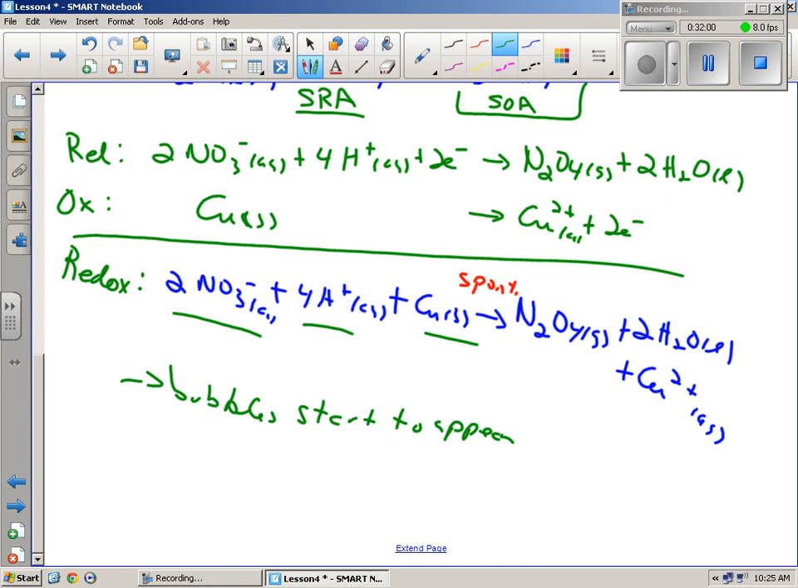H2O liquid and copper 2 plus. Look at the left side versus the right side. What's different between those? Left side versus right side. Let me focus you back in on this part right here. Look at the right side. What do you notice?